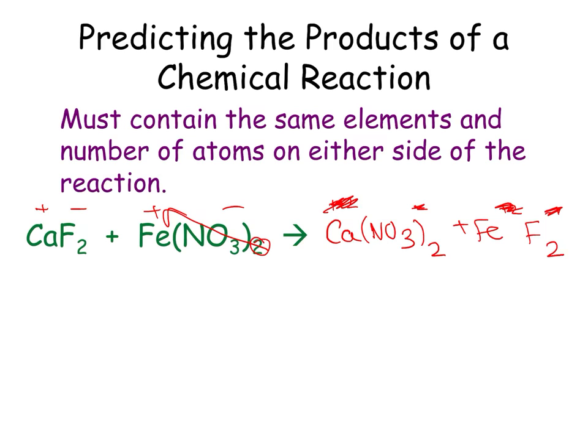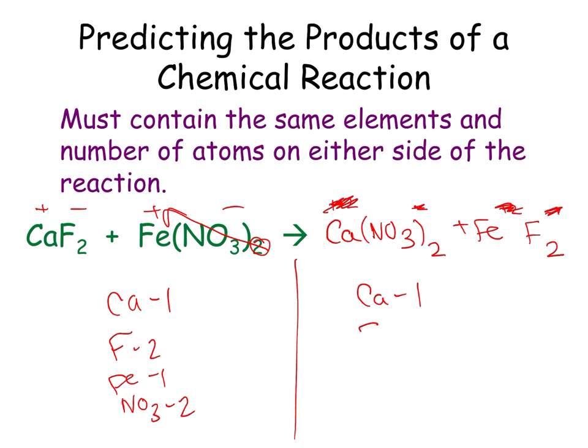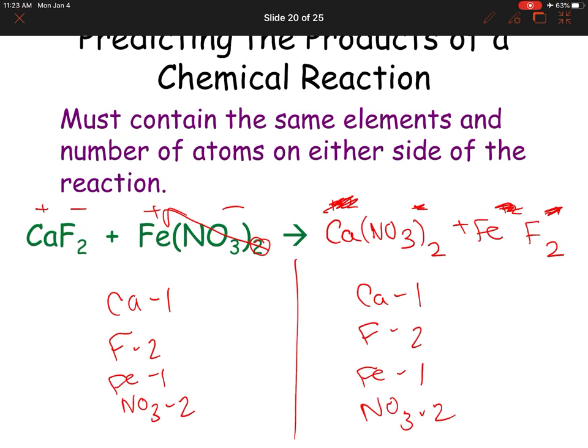Now that each individual compound is balanced, I would go back and I would do my scorecard. Calcium is a 1, fluorine is a 2, iron is a 1. Now, sometimes you can keep the polyatomics together. I'll do it that way. Calcium 1, F2, iron 1, nitrate 2. Okay, so we are balanced like this. And I'm sorry that's messy. I don't have the pro version, I can't erase.